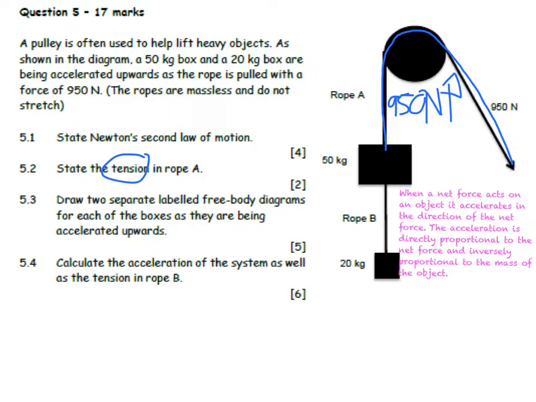Two separate labeled free body diagrams. The first one has weight acting down. Obviously, you're going to draw this as a dot. And it has a tension acting up. We'll call it tension B.